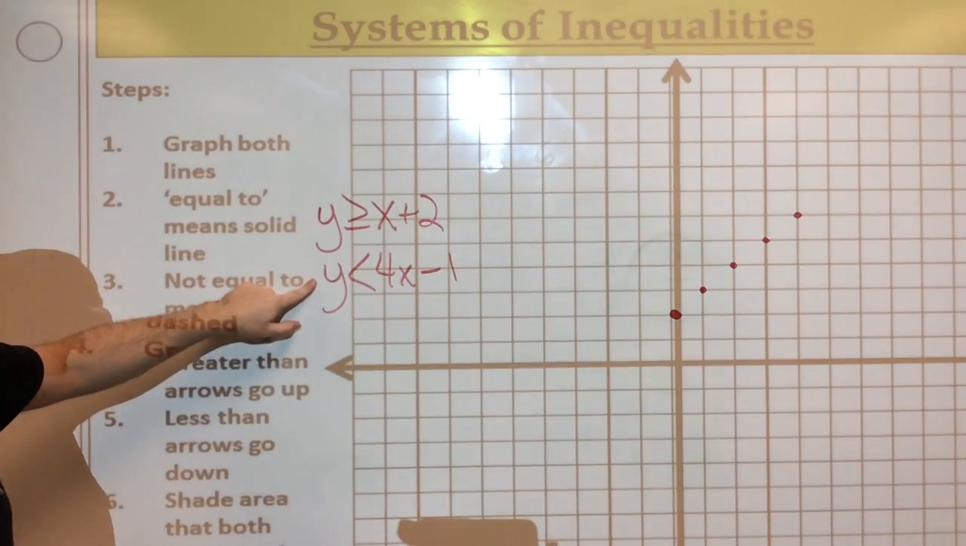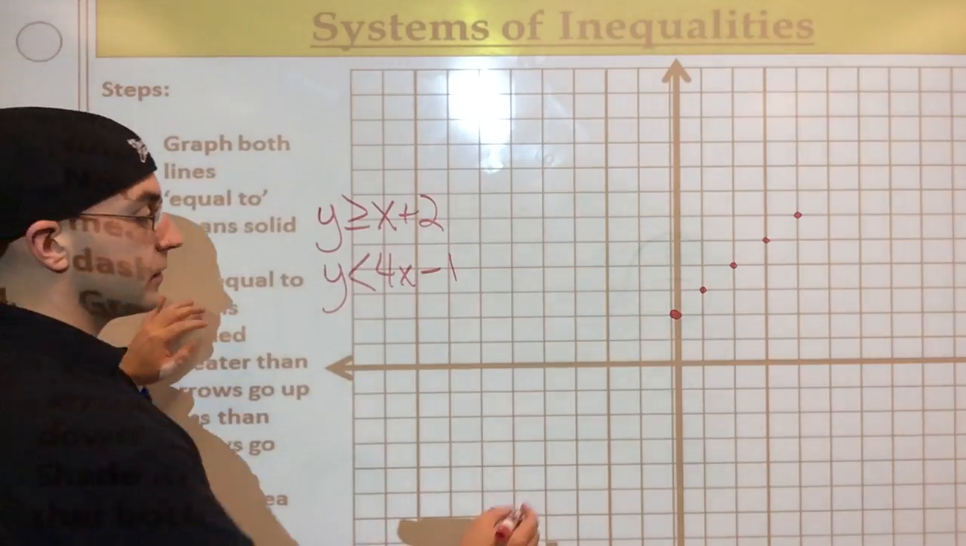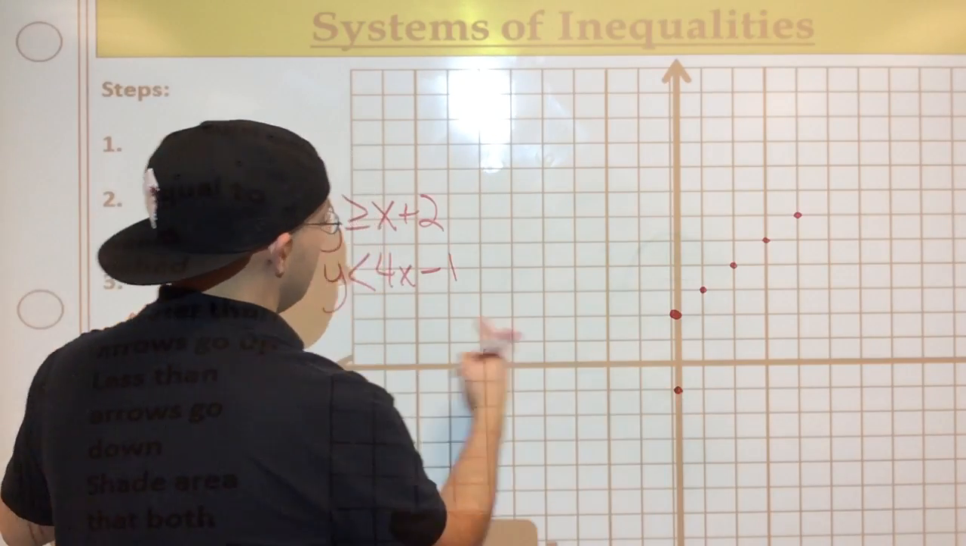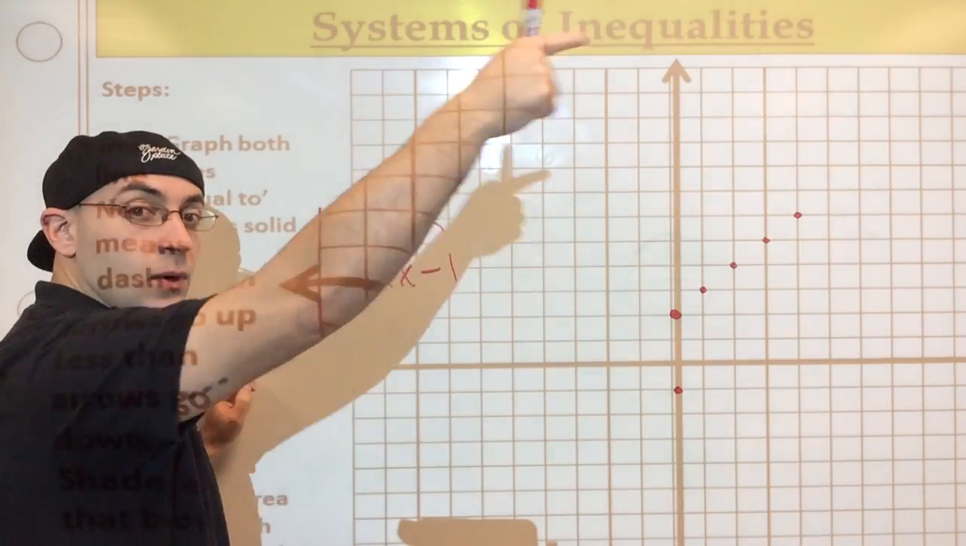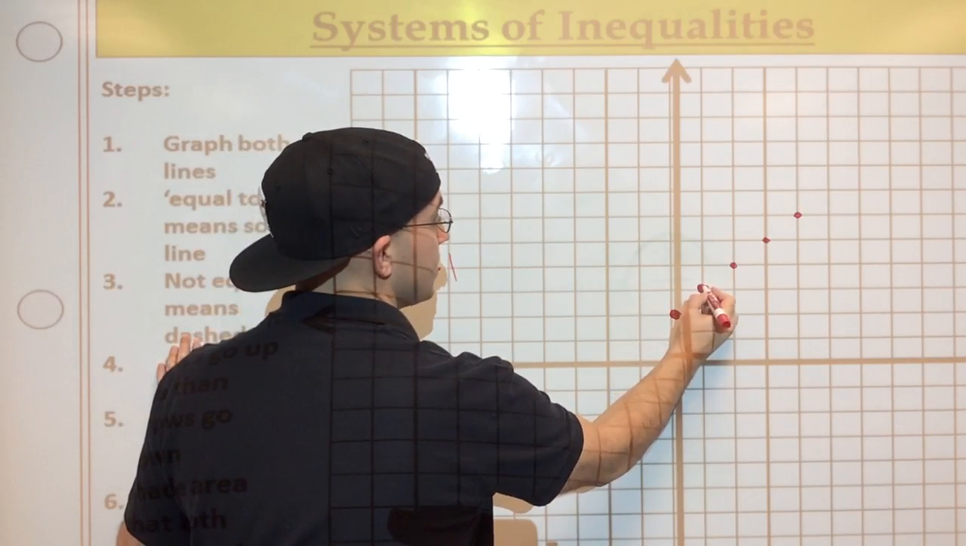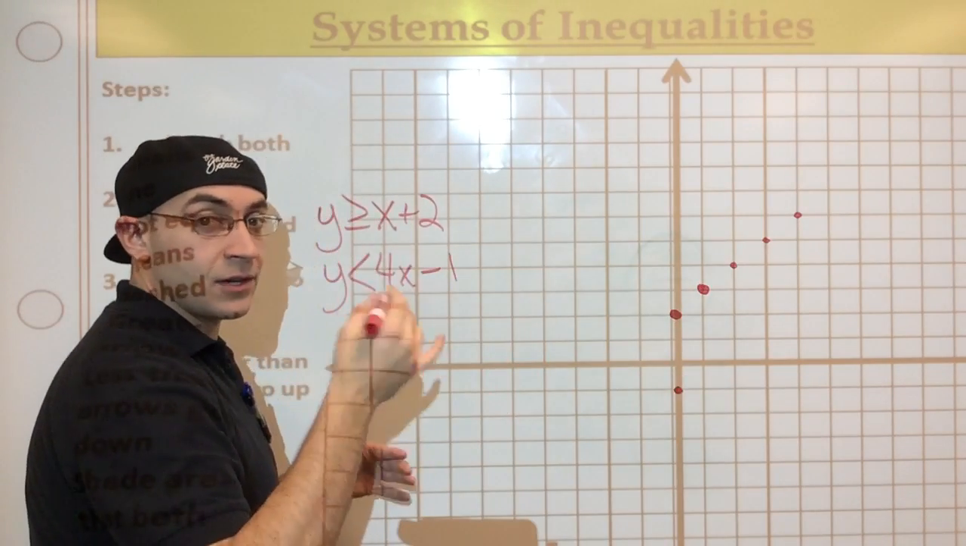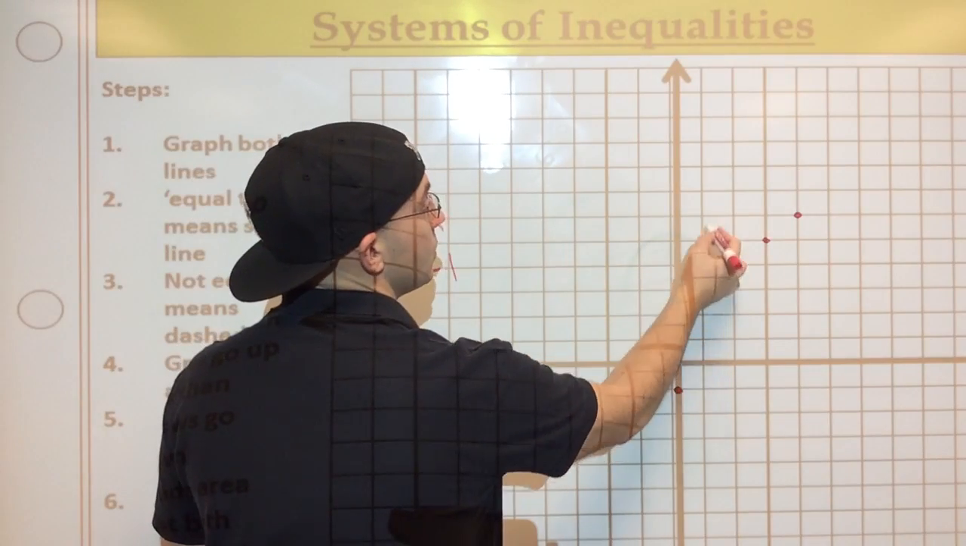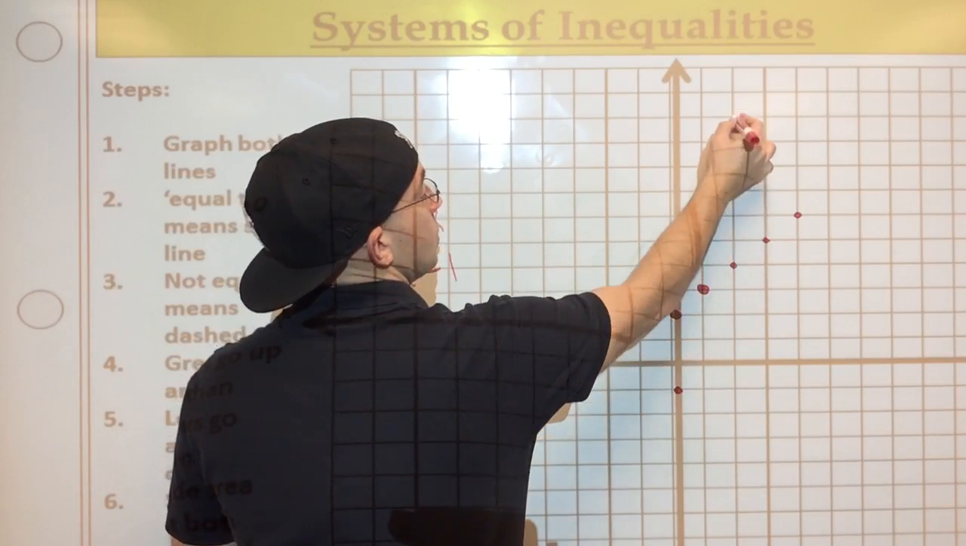Bottom one here, -1. So I'm going to find the y-axis, go to -1. And then 4. So the slope is 4, up 4 over 1. 1, 2, 3, 4 over 1. Just so happens that this point satisfies both of them, but the point that they cross at is irrelevant for right now.